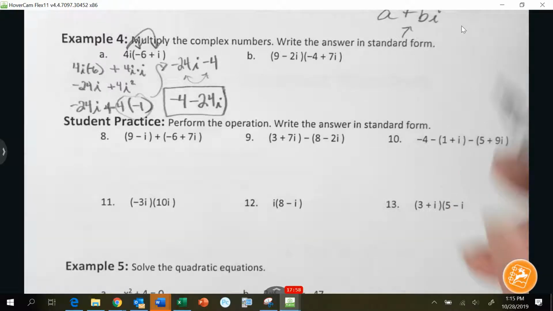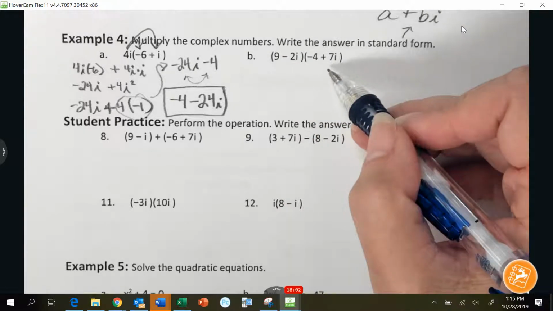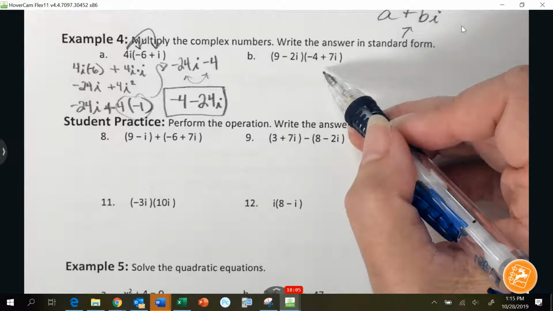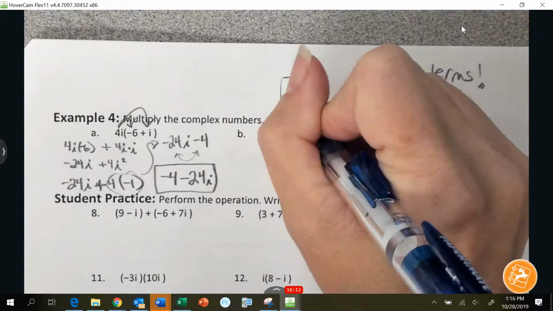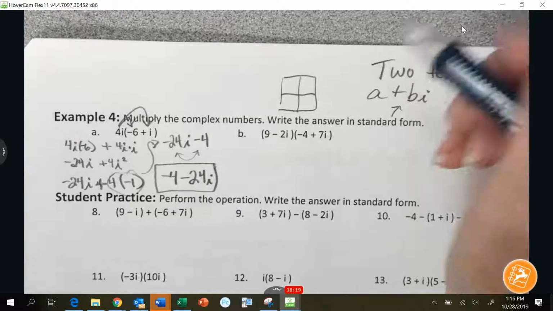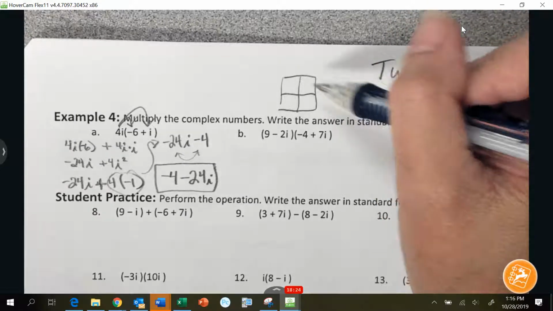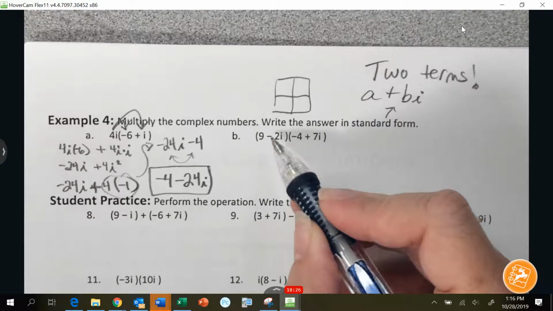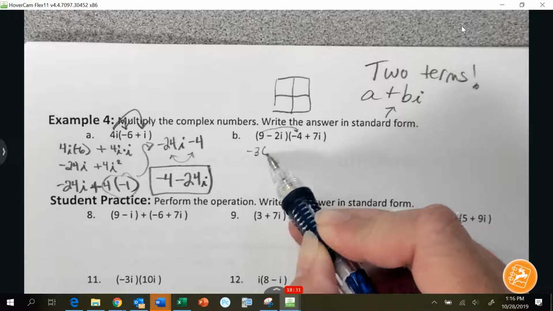So let's look at the next one. How will we multiply 2 binomials times 2 binomials? So your options are FOIL, or if you want, use the method you prefer. I haven't done the FOIL method in a while, so I'm going to use the FOIL method this time. But if you like the box method, go ahead and do that and see that we get the same answer. So the FOIL method, I take 9 times negative 4, I get negative 36.